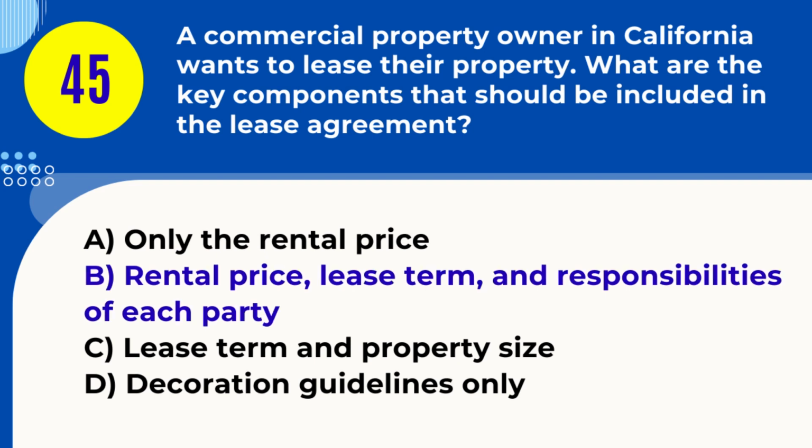Answer. B. Rental price, lease term, and responsibilities of each party. Explanation. A commercial lease agreement in California should include key components such as the rental price, lease term, and clearly defined responsibilities and rights of both the landlord and the tenant.